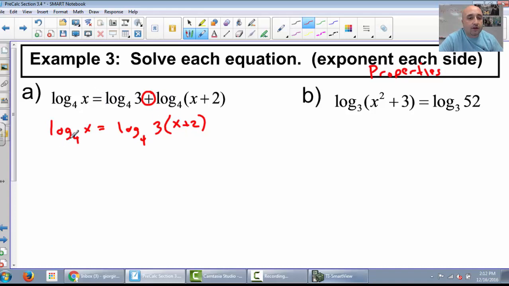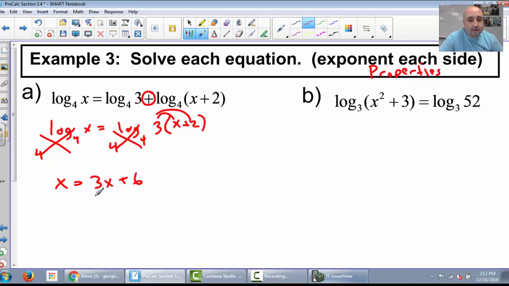Okay, so we combine the two logs on the right with the multiplication property. Okay, now what can I do? They're both log base 4s. I'm going to do 4 raised to the log base 4 on both sides. So that will cancel out on the left. I'm left with x equals. This will cancel out on the right. I'm left with distribute 3x, and 3 times 2 is 6.